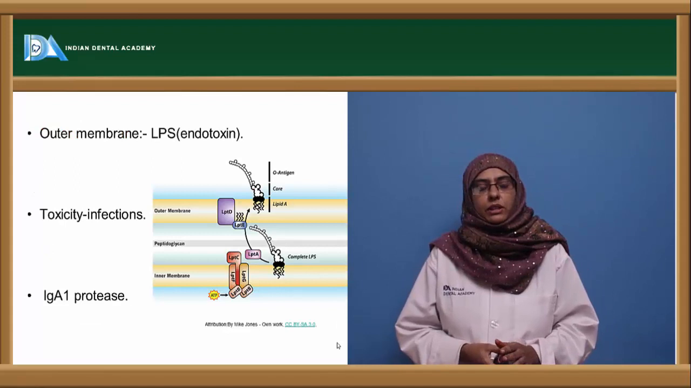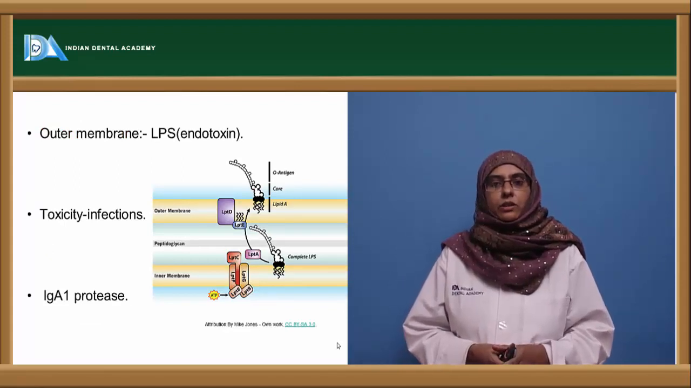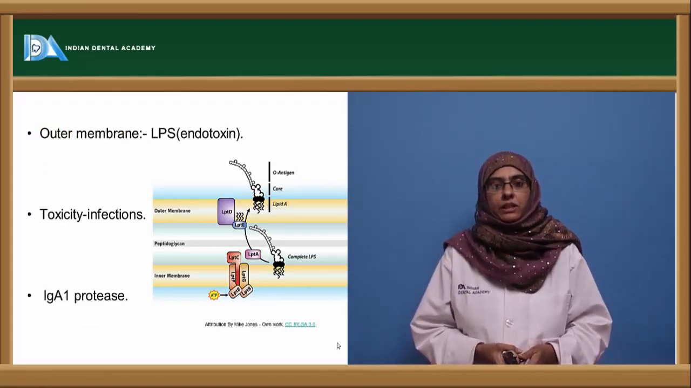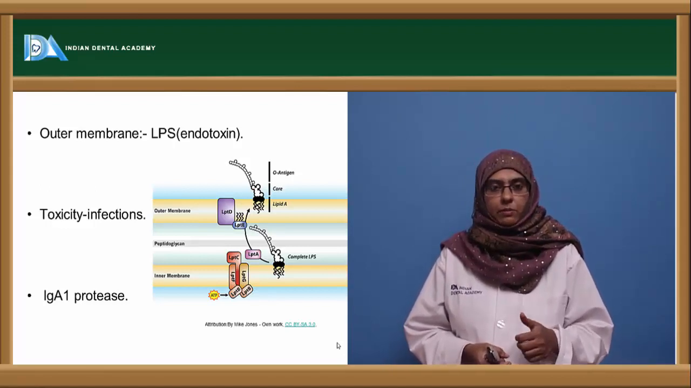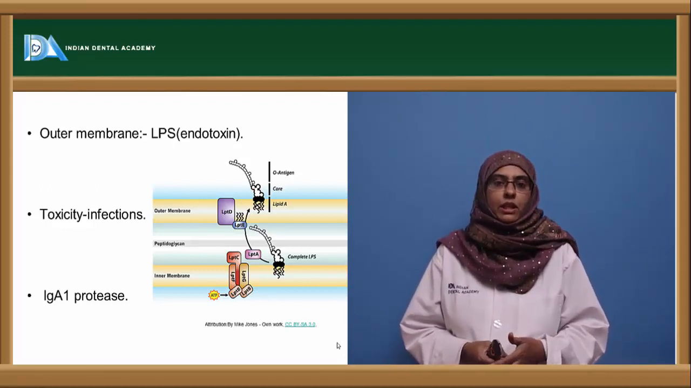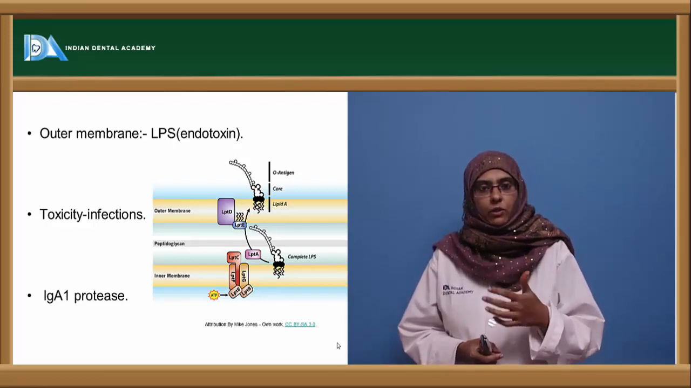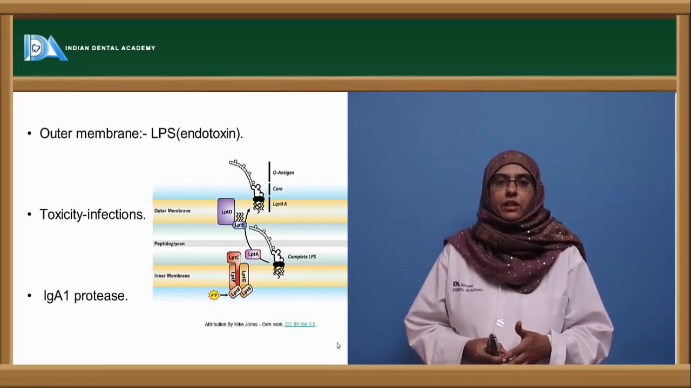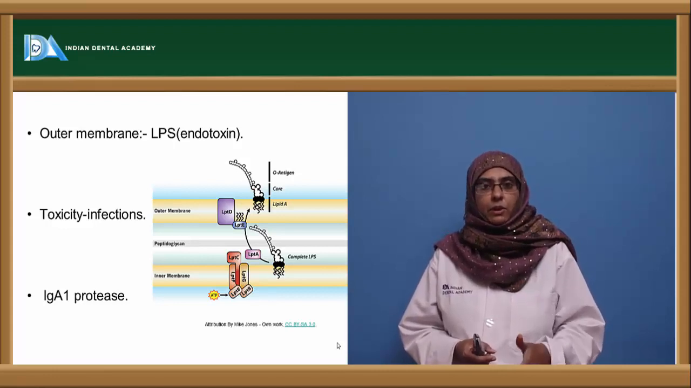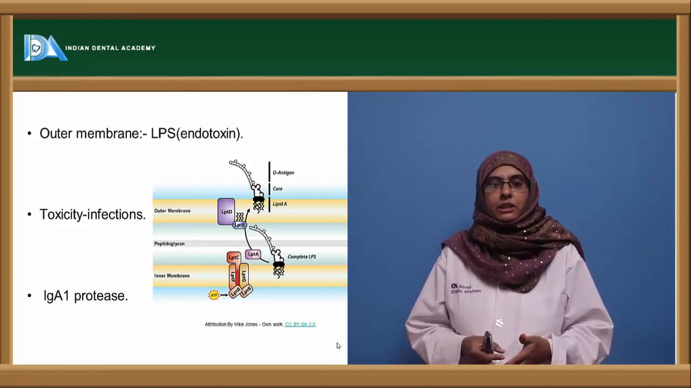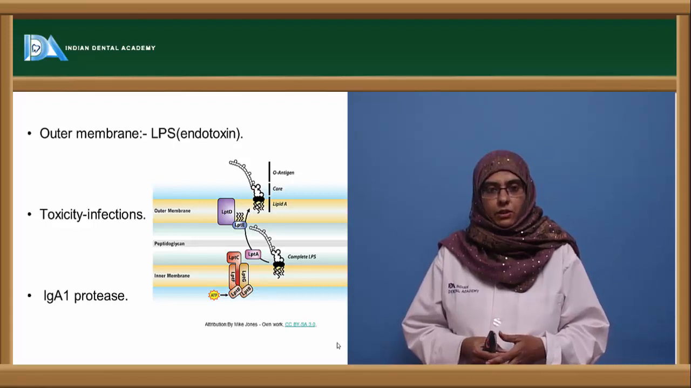Coming to another important antigenic character, that is the outer membrane, also called the lipopolysaccharide layer or endotoxin. This toxin is released during autolysis, and it can induce infection in the human by activating the inflammatory response. And the toxicity is because of this endotoxin that is causing the infection in the human host.